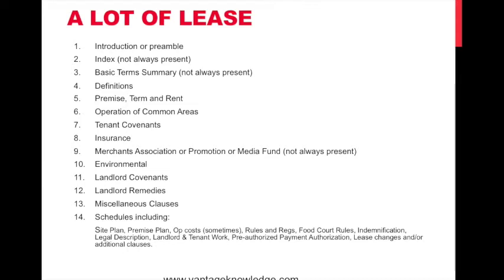There's a lot to a commercial lease. Retail and office leases can be over 50 pages long. There are typically 14 parts to a major lease, including the introduction, and then going through the basic terms, definitions, the operation of the common areas, a look at the insurance, environmental, and what both landlords and tenants must do under the terms of the lease. And of course, there are probably schedules to the lease as well. It can be very, very confusing.